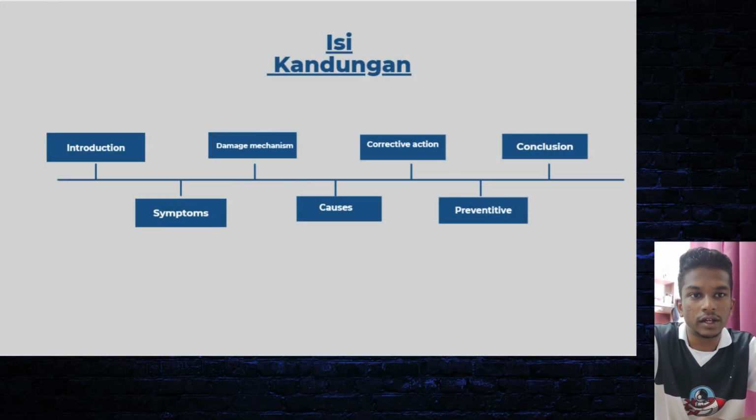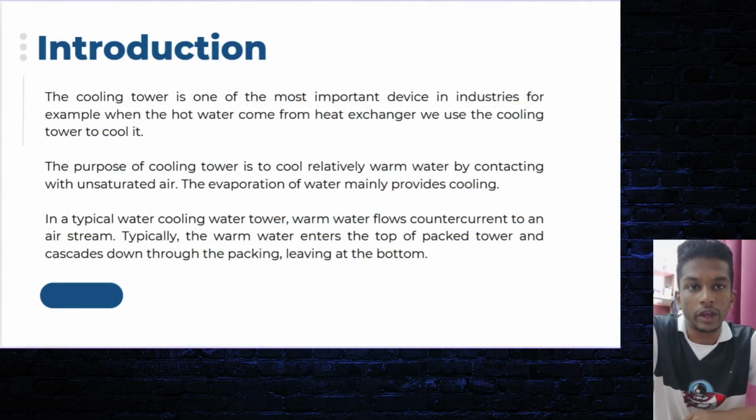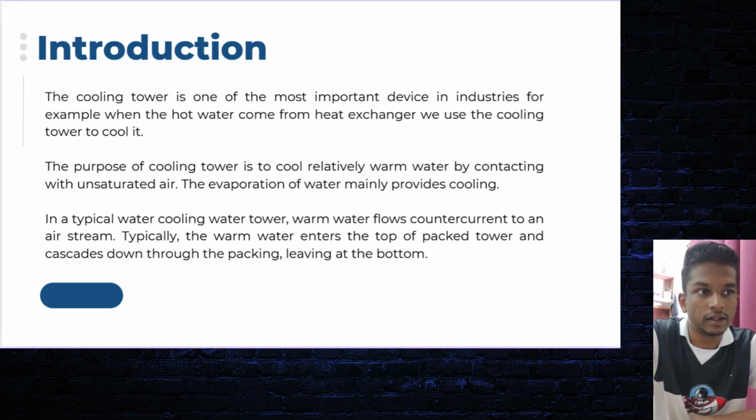Next, here is the content for this assignment. Firstly, we will start with the introduction, followed by the symptoms, damage mechanism, the causes of the problem, the corrective action for the causes, and preventative method, and lastly the conclusion. So let's start. For the introduction, the cooling tower is one of the most important devices in industries.